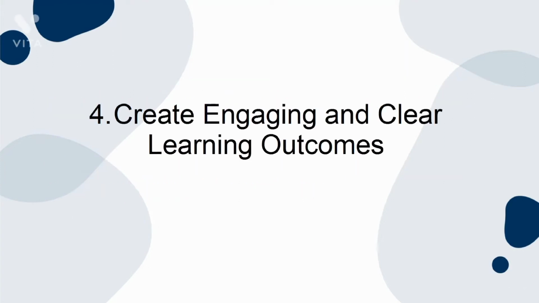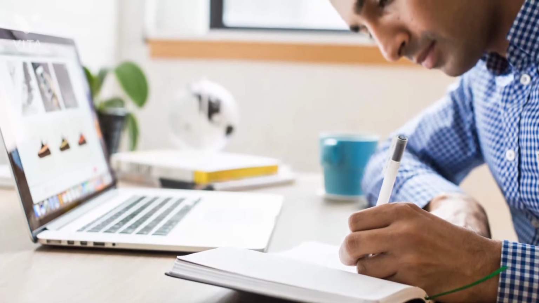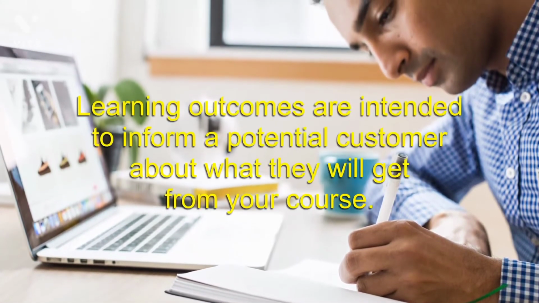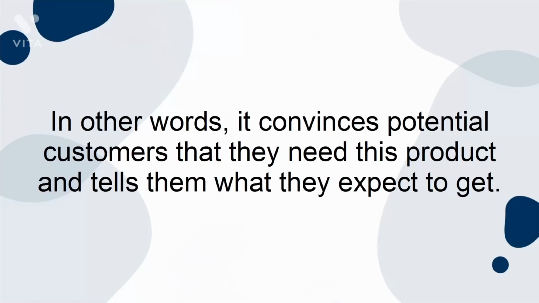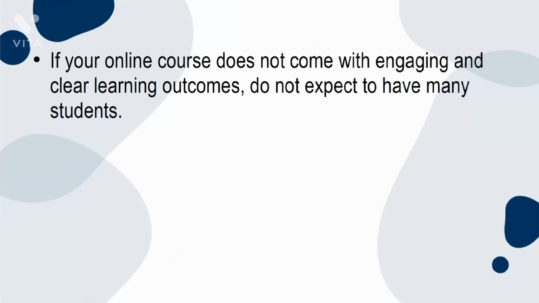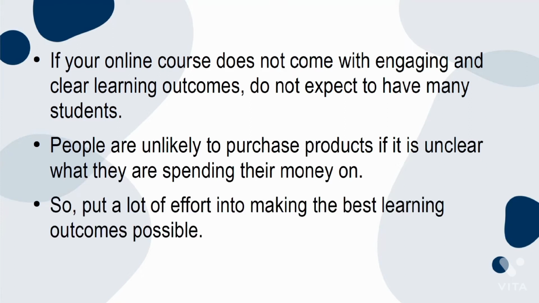4. Create engaging and clear learning outcomes. The fourth thing to know before launching your online course is to create engaging and clear learning outcomes. Learning outcomes are intended to inform a potential customer about what they will get from your course. In other words, it convinces potential customers that they need this product and tells them what they expect to get. If your online course does not come with engaging and clear learning outcomes, do not expect to have many students. People are unlikely to purchase products if it is unclear what they are spending their money on. So put a lot of effort into making the best learning outcomes possible.